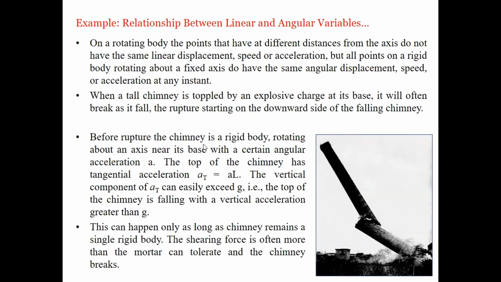Before the rupture, the chimney is a rigid body, so it will rotate about its axis near the base with a certain angular acceleration alpha. At the top of the chimney, it has a tangential acceleration, a tangential. Now the vertical component of this a tangential can easily exceed gravity. So the top of the chimney is falling with a vertical acceleration which is greater than the value of g. This can happen only as long as the chimney remains a single rigid body.